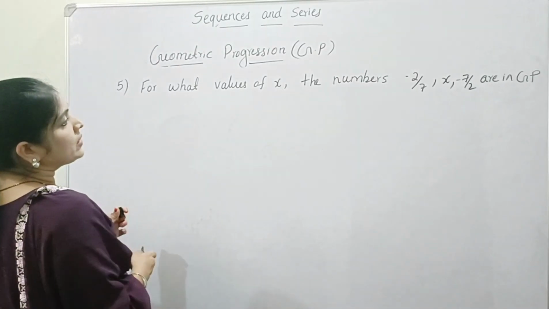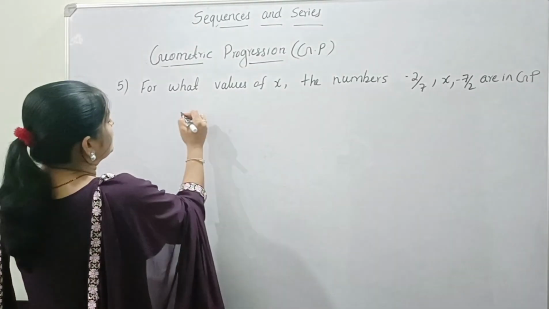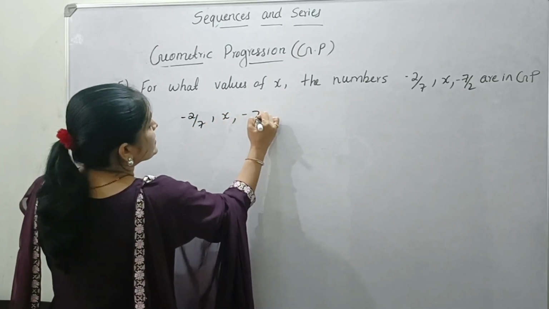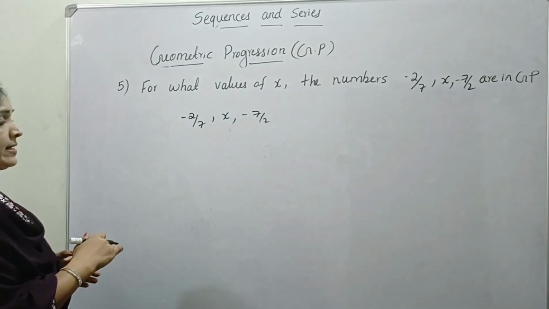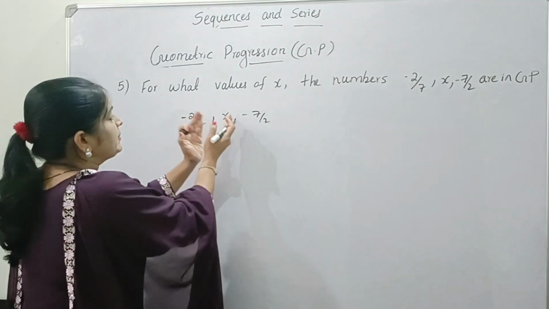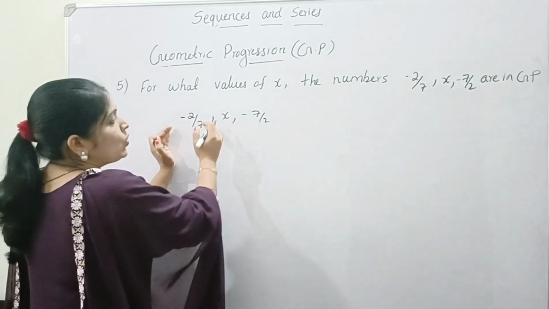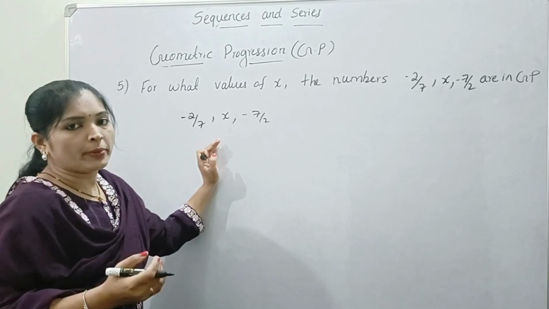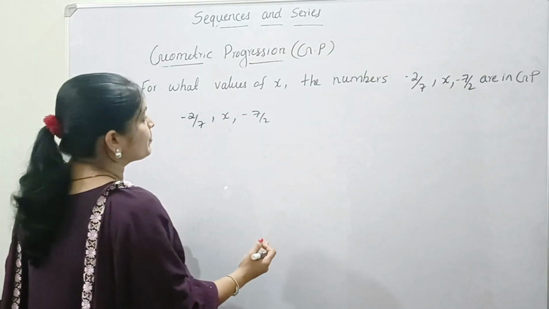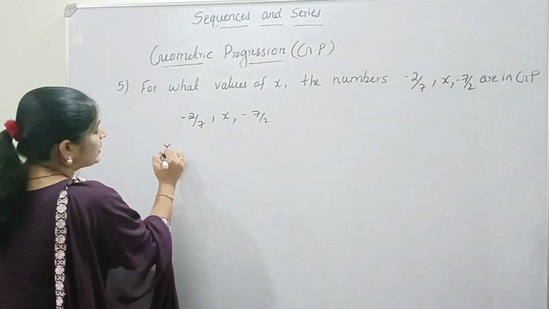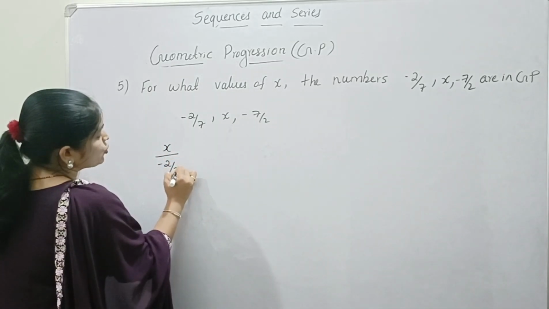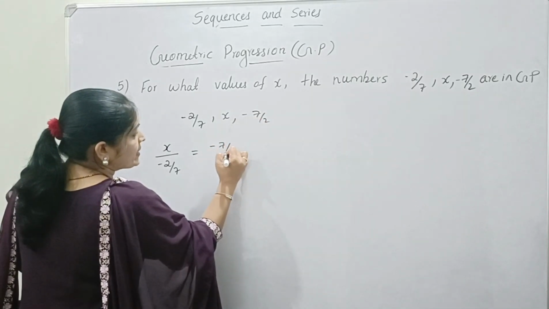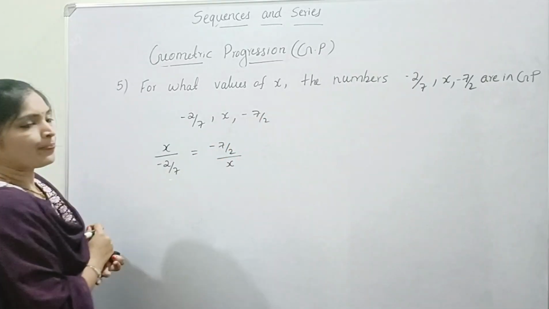So here, the given sequence is minus 2 by 7, x, minus 7 by 2. If it is in GP, we can say second term divided by first term is equal to third term divided by second term. That is the definition of GP, right? Geometric progression. So if it is in GP, second term divided by first term, that is x divided by minus 2 by 7, is equal to third term, that is minus 7 by 2 divided by x.